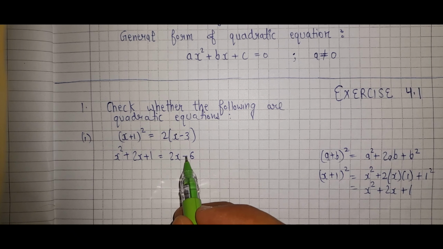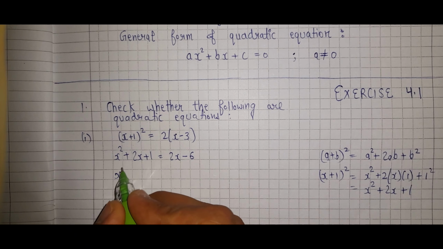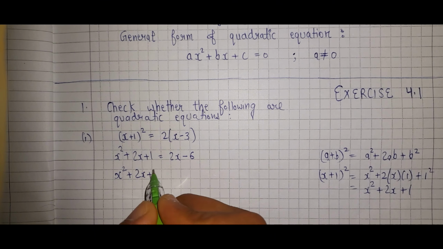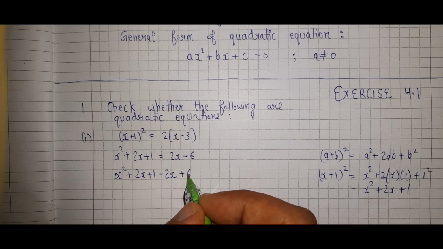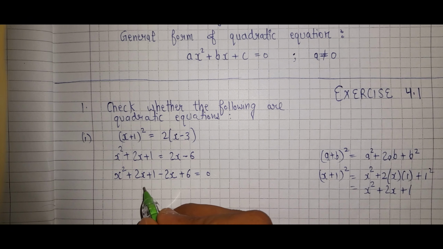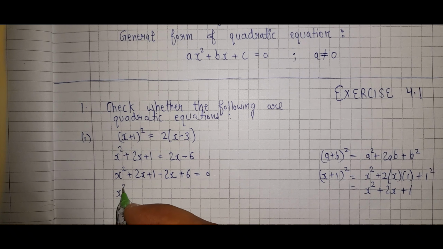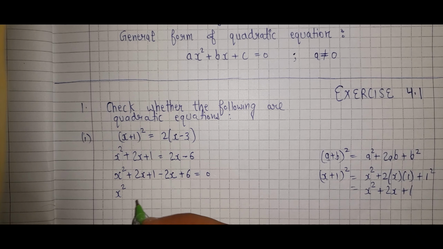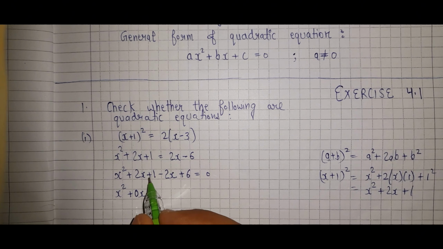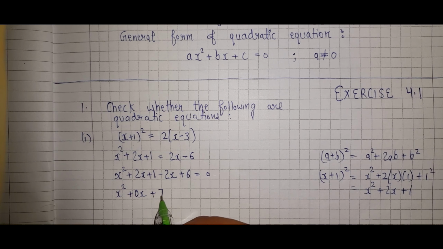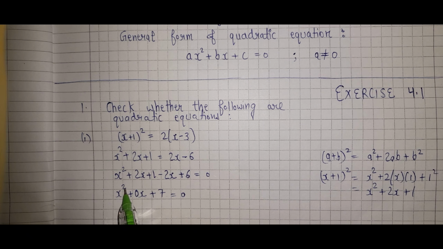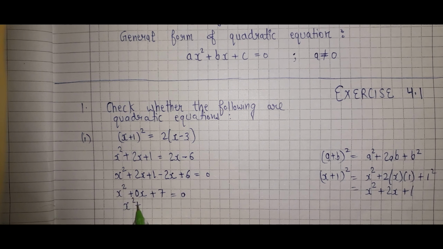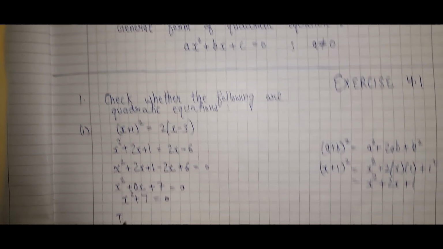Now taking plus 2x minus 6 to the left hand side, we will get x square plus 2x plus 1, plus 2 becomes minus 2x and minus 6 becomes plus 6 when we take the whole to the left hand side. Now x square as it is, plus 2x minus 2x, that is 0x, plus 1 plus 6 becomes 7. 1 plus 6, 7 equals to 0. So this is a quadratic equation because this is the equation of degree 2. x square plus 7 equals to 0. This is a quadratic equation.